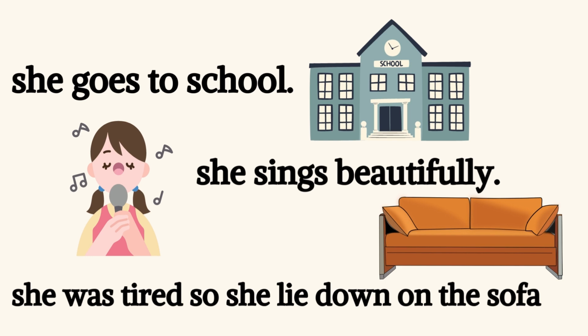In the second sentence again, she sings beautifully. We have an adverb but no object. So she sings whom, she sings what? We do not have the answer, so we do not have an object. In the third sentence, she was tired, so she lied down on the sofa.